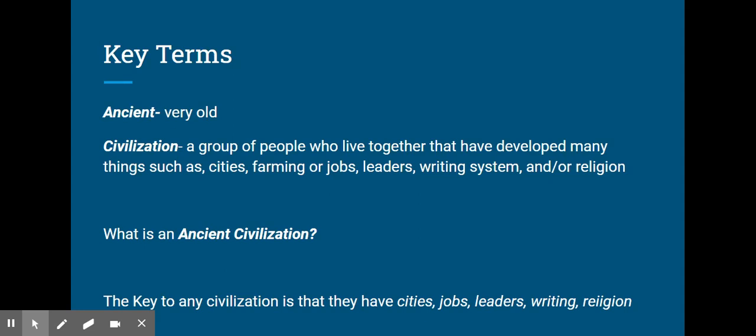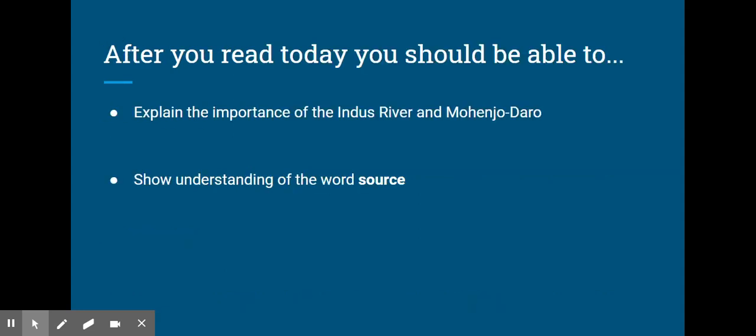Remember, the key to every civilization, or every component or characteristic of a civilization, are cities, jobs, leaders, writing, and religion. And we're going to be talking about all of those during this unit. After today's reading, you should be able to explain the importance of the Indus River and Mohenjo-Daro. We got to figure out why it's so important. And we're also going to show an understanding of the word source.